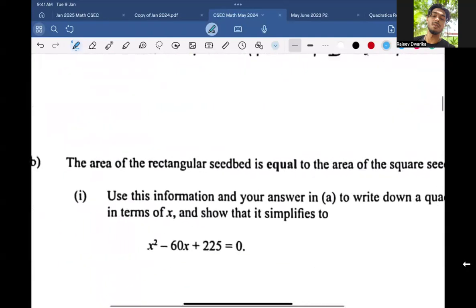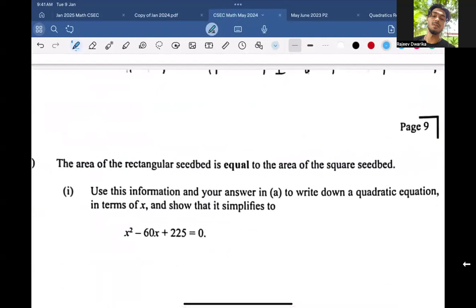So let me try to understand one more time what's going on. Read it back one more time, slowly. I need to process what's going on. The area of the rectangular seed bed is equal to the area of the square seed bed. Use this information and your answer in A to write down a quadratic equation in terms of x and show that it simplifies to x squared minus 60x plus 225 equals 0. Do you have any idea what to do for this?